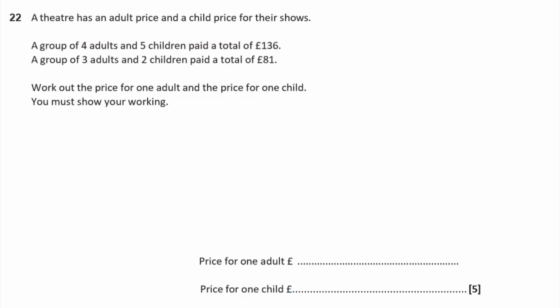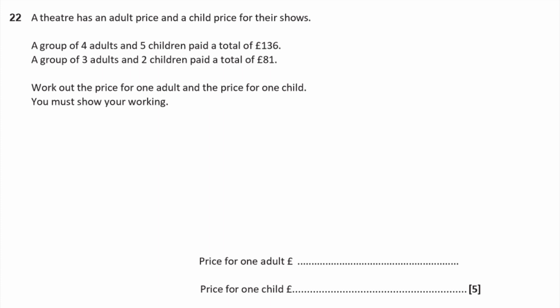A theatre has an adult price and a child price for their shows. A group of 4 adults and 5 children paid a total of £136. A group of 3 adults and 2 children paid a total of £81. Work out the price of 1 adult and the price of 1 child. You must show your working.